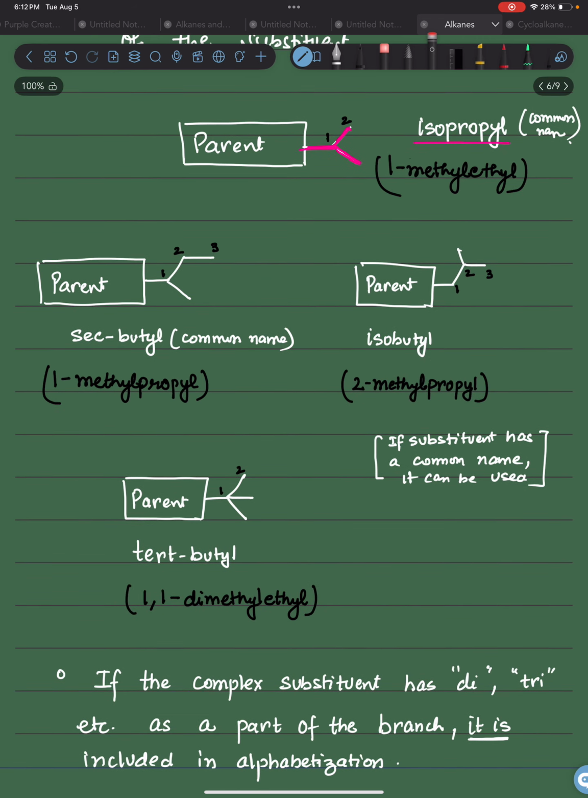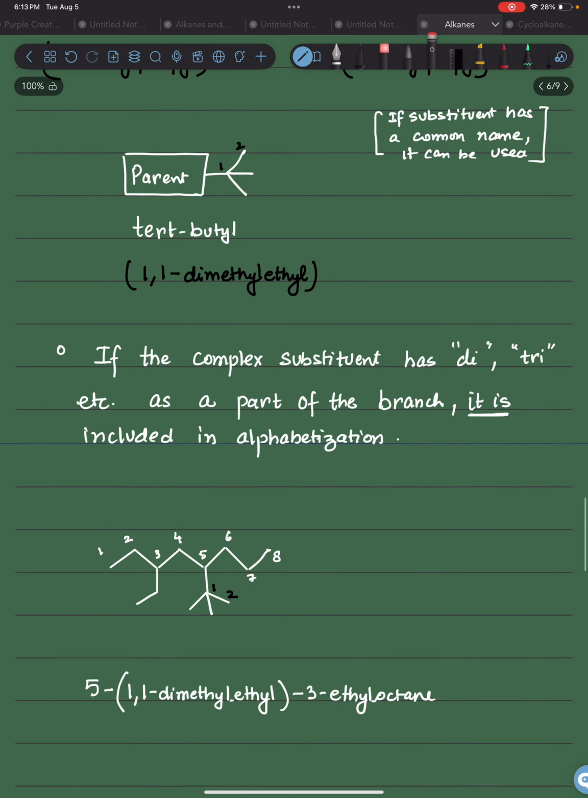If you have a complex substituent like this, the carbon next to the parent is given the number 1. Then you go on either side, it is only 1 carbon more, so it doesn't make a difference. So 1, 2. At the first carbon, you have 2 substituents, so 1,1, because there are 2, you have to repeat 1,1-dimethyl, and then ethyl, because the longest chain is composed of 2 carbons, right?